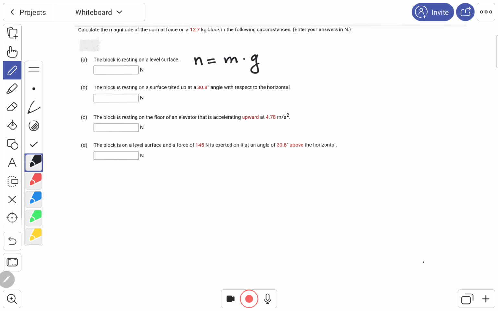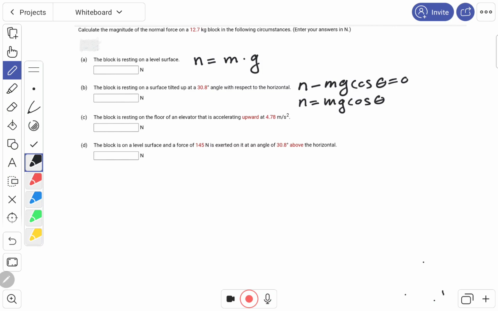So when the block is resting at an angle, we're just saying that normal force minus mg times cosine of theta equals 0. It really means that normal force equals m times g times cosine of theta.